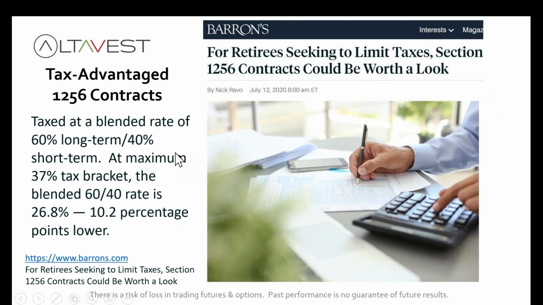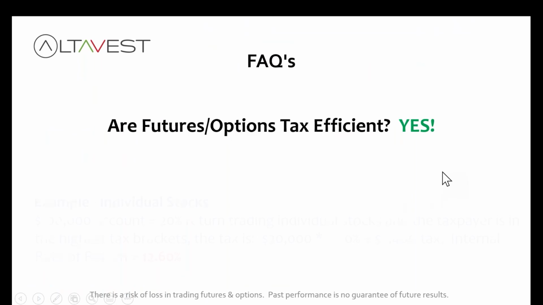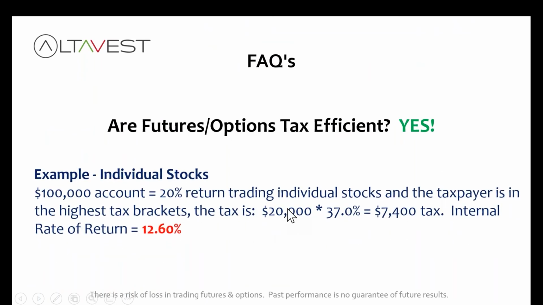Tax advantaged? Yes, there is a tax advantage with trading futures and futures options. They're 1256 contracts, if you're not familiar with it. Let me show you what I mean. If you're trading individual stocks and you're in the highest bracket, with 100 grand and a 20% return, you pay $7,400 in tax, so a rate of return of 12.6%.